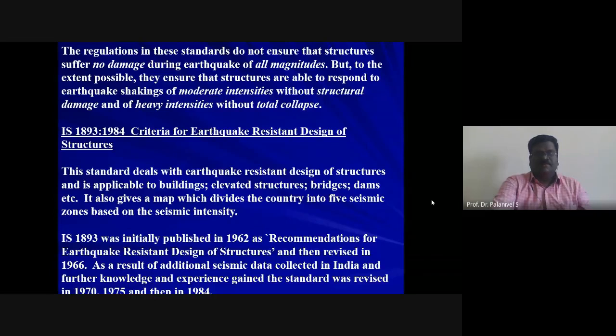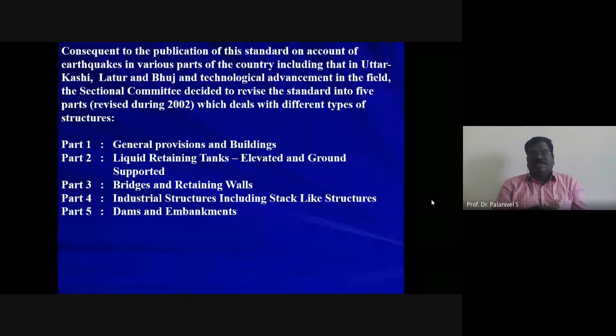Skip that. In IS 1893, there are five parts. Part 1 is for general provisions and buildings. Part 2 for liquid retaining tanks, elevated and ground supported. Part 3 for bridges and retaining walls. Part 4 for industrial structures, including stack-like structures. Part 5 for dams and embankments. But you will be using only Part 1, general provisions and buildings. I will provide that code alone during the exam. The other codes are not necessary for this subject.